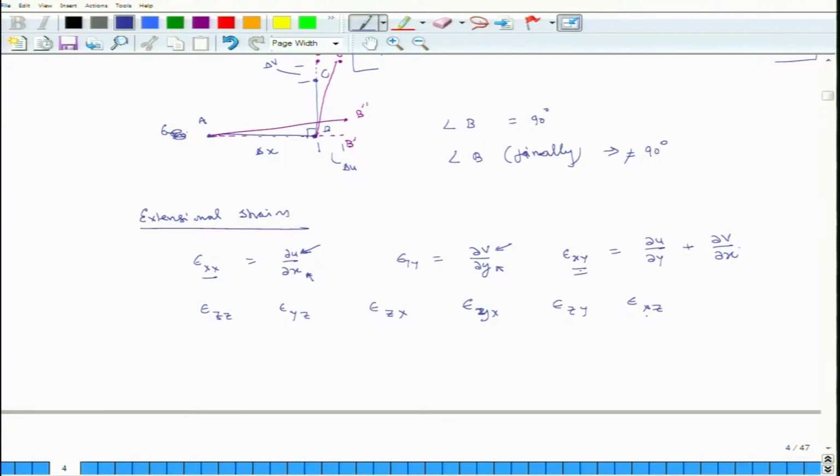And then epsilon xy is dependent on again 2 directions, and it has 2 components, displacement in x direction divided by the length of the line in the y direction, plus displacement in y direction divided by length of the line in the x direction. Okay. So, again these strains are dependent on 2 directions, one is the direction of displacement and the other one is the direction of the line element which we are interested in.